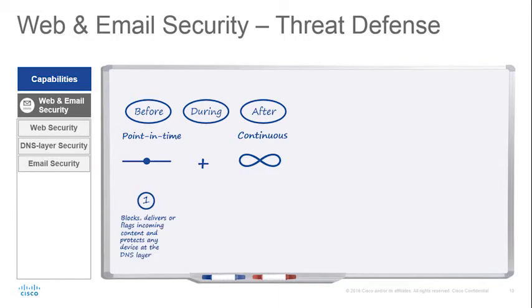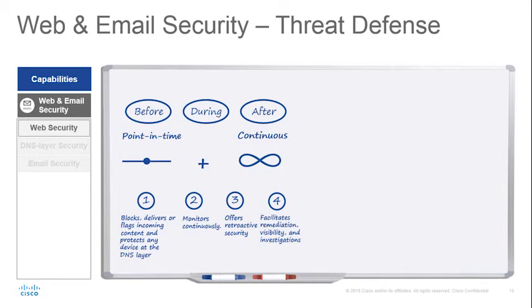Hiding behind incoming content might be any number of threats waiting to infect users. Threats that are now designed to hide in plain sight on the legitimate websites you use every day. Cisco's web and email security solutions comprehensively defend against any threat by first scanning and then blocking, delivering or flagging incoming content. OpenDNS also predicts and prevents threats faster and more reliably with cloud-delivered protection at the DNS and IP layers. But web and email security doesn't stop there. It also monitors traffic continuously, offers retroactive security, and facilitates remediation to stop the spread of attacks, increases visibility into attack impact, and speeds up incident investigations.